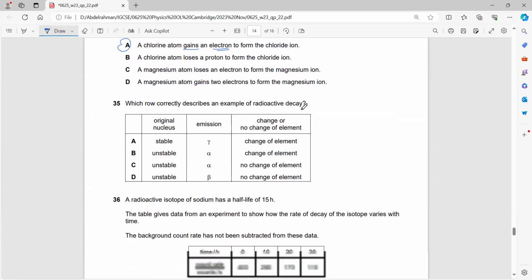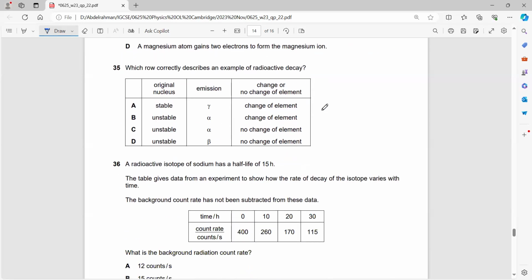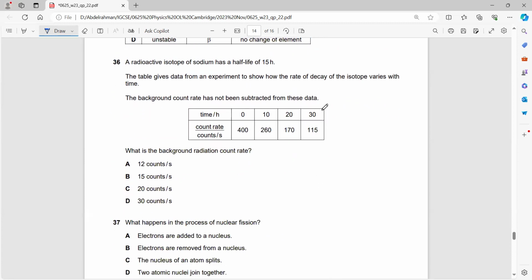Okay. Which row correctly describes an example of radioactive decay? Radioactive decay. It's unstable. Definitely, it has to be unstable. And then there is a change of element. There is a change of element. So it would be B. Alpha changes the element. Yes, alpha and beta. They both change the element.